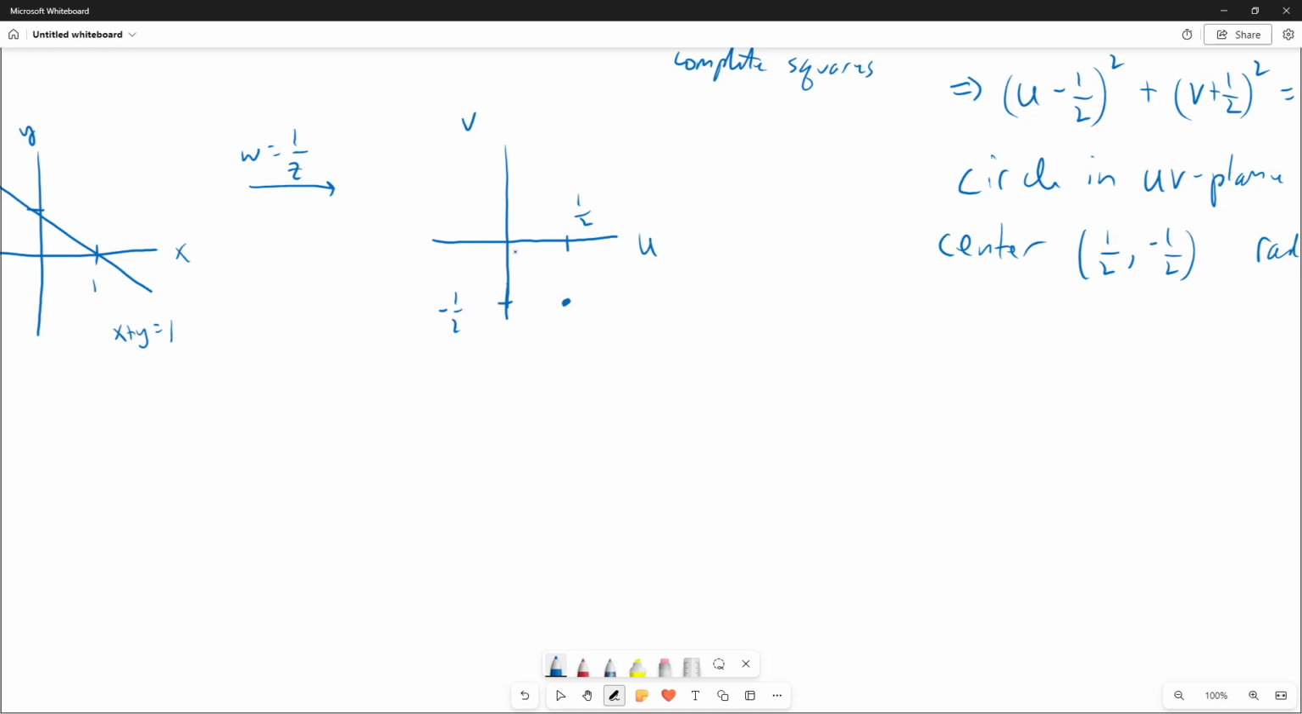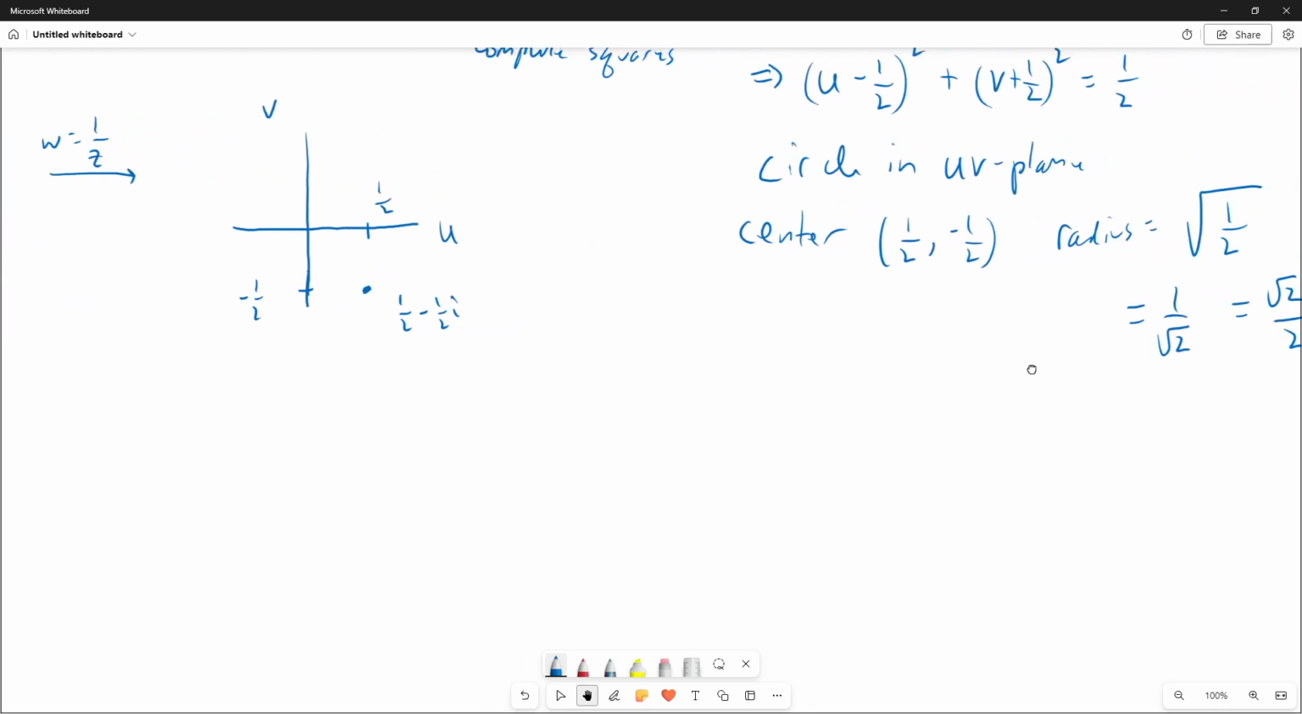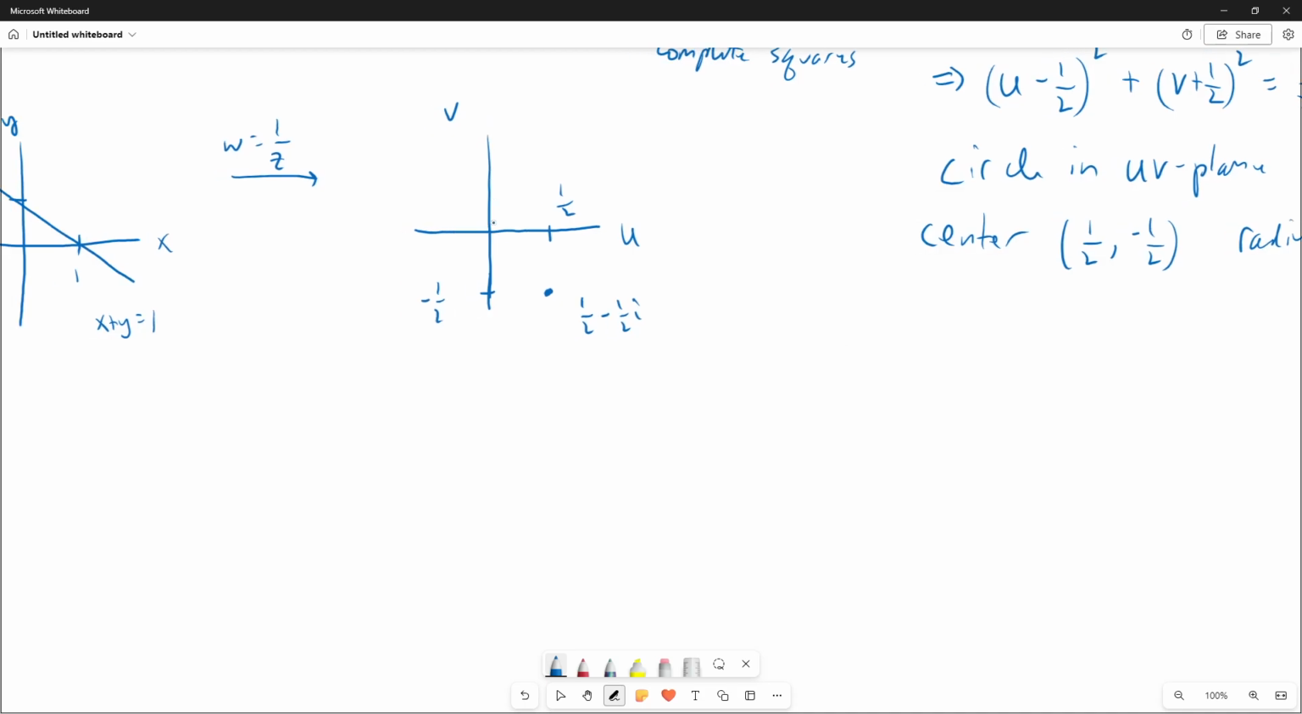So this point is 1/2, this center point is 1/2 minus 1/2 i, and the distance between here and the origin is exactly this radius. So this is our radius here. So our circle looks something like this. So that's the image.